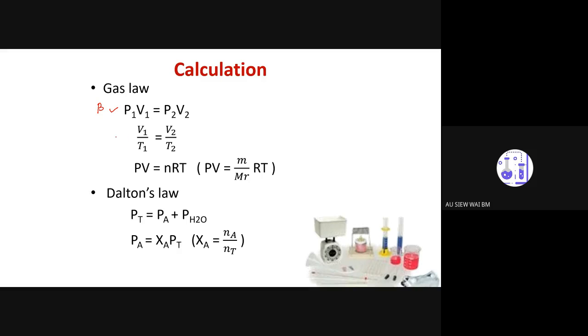Boyle's law, this one is Charles's law, and this one is the ideal gas law. Right? So for Boyle's law, I want to emphasize P1V1 equals P2V2. The unit is not important. The unit can be any unit. The most important thing is that the unit of P1 must equal the unit of P2.